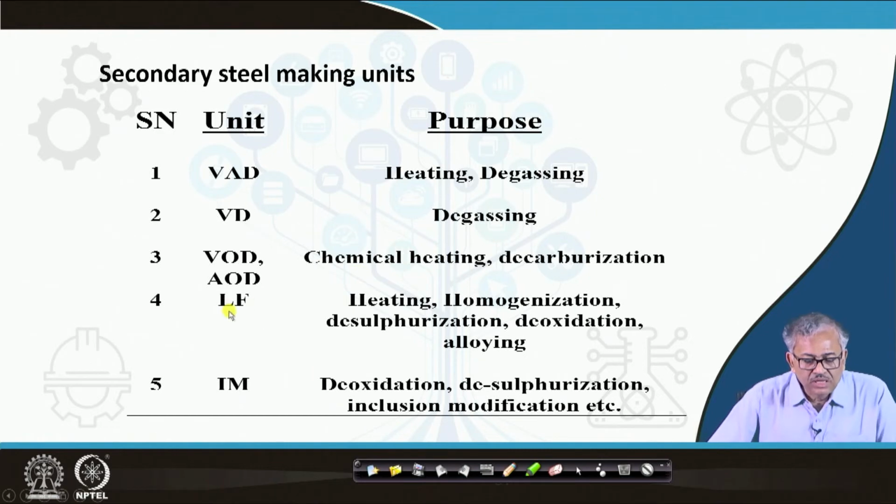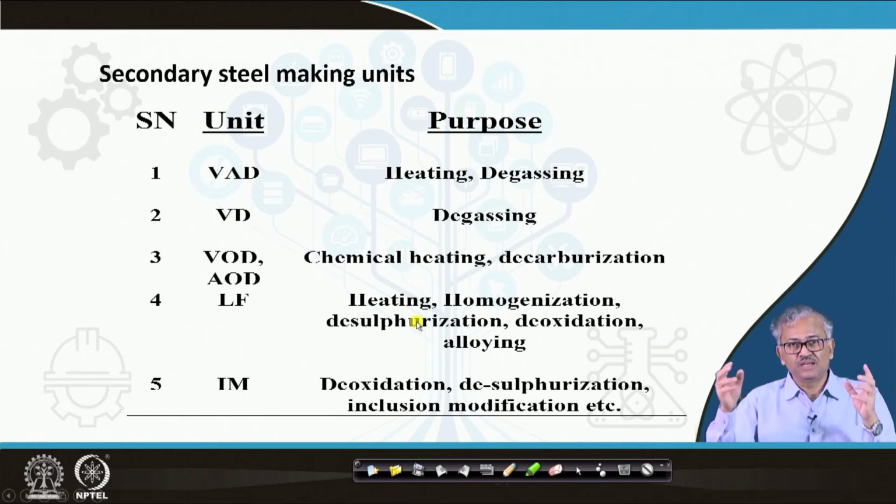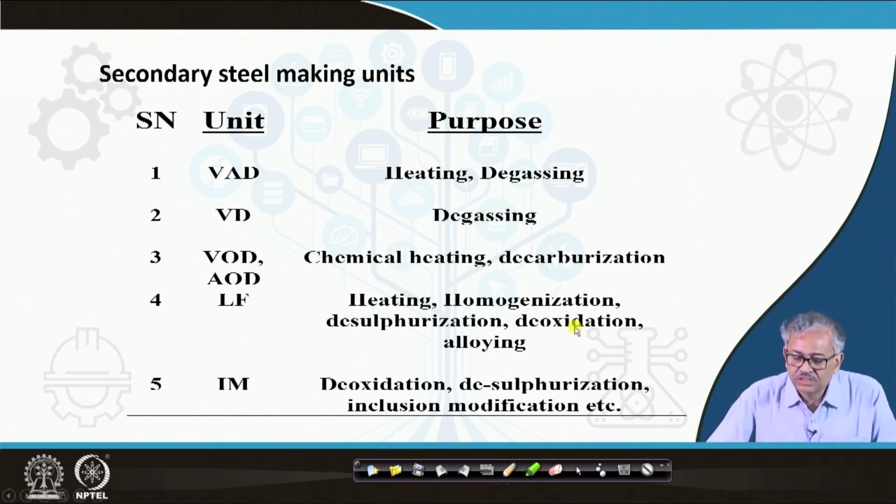And then you have the LF, called the ladle furnace. Here you do the heating and a lot of other things, homogenization by bottom gas stirring. You can do desulfurization by making a synthetic slag, that is, a basic, deoxidized, reducing slag, which you have to make for desulfurization. You can do the deoxidation and the alloying. So all the functions can be done in the LF. LF is very versatile.